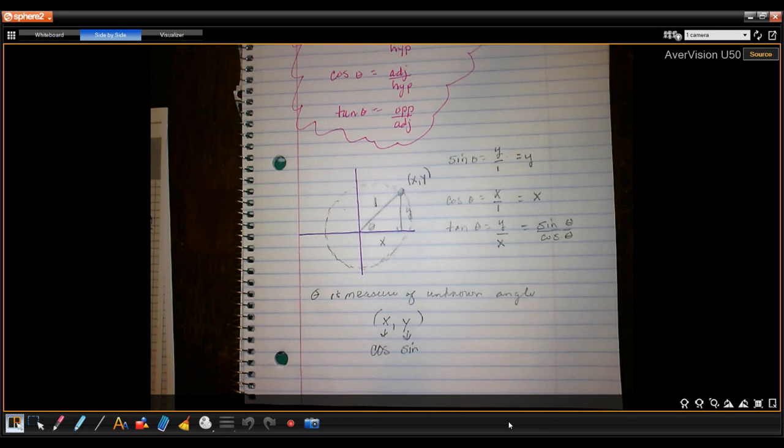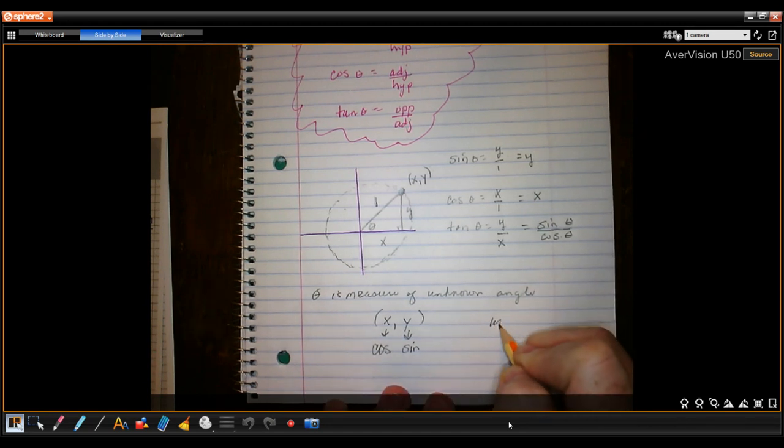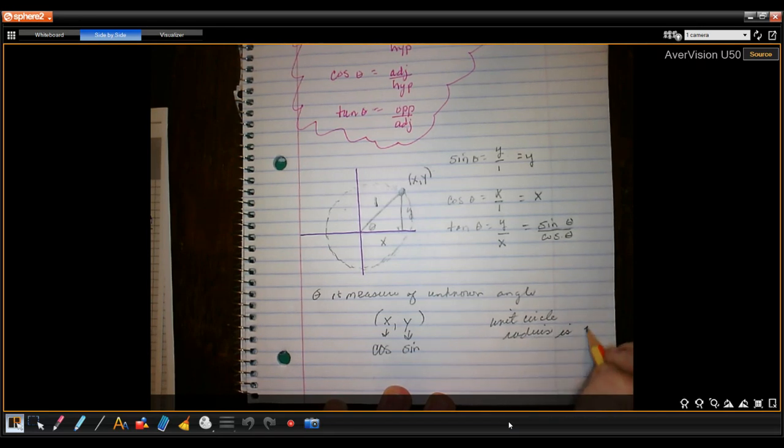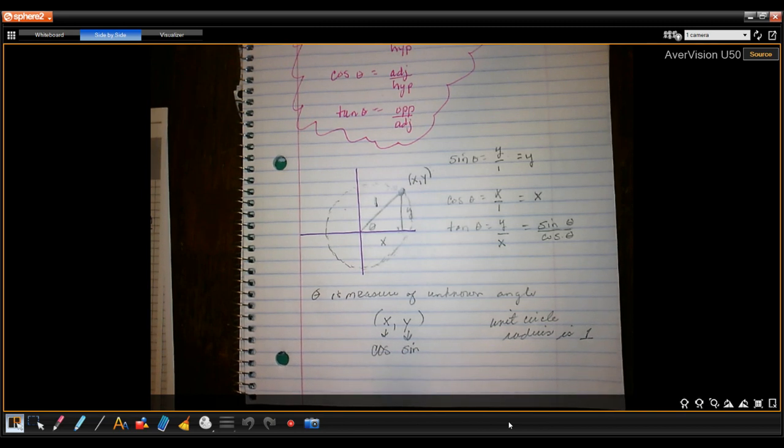Cosine is your horizontal distance on the unit circle. Now this is only with the unit circle because the radius is 1. Right now in the beginning, this is only with the unit circle where the radius is 1. That's why this works. So sine is y, cosine is x, tangent is y over x, which you do use in pre-cal a lot, or you also can use sine over cosine.